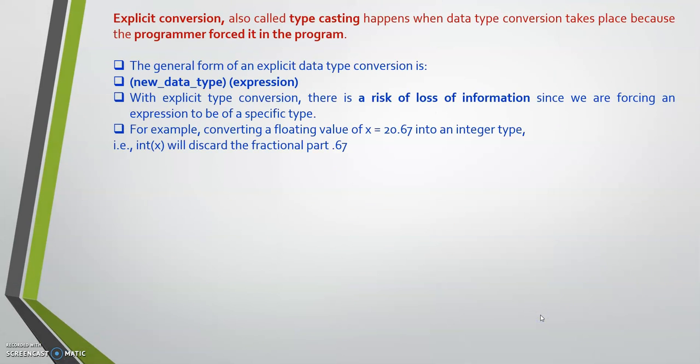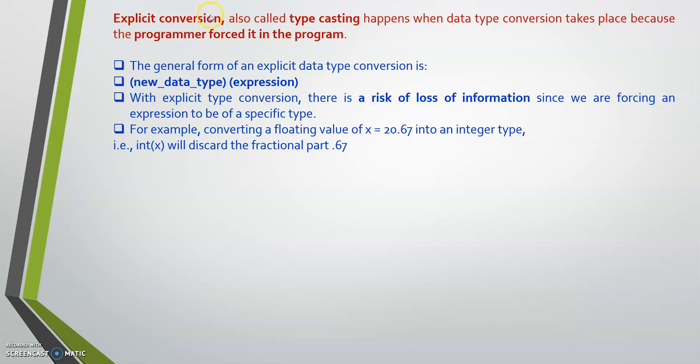How does it happen? Explicit conversion is also called typecasting, and it happens when data type conversion takes place because the programmer forced it in the program. This means that if we are given a value and we want to convert it, the programmer, that is we ourselves, give the instruction that it has to be converted. It is not done automatically.